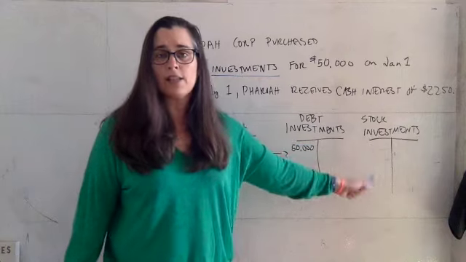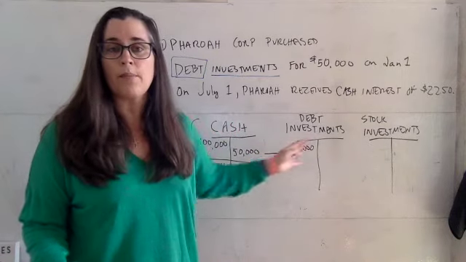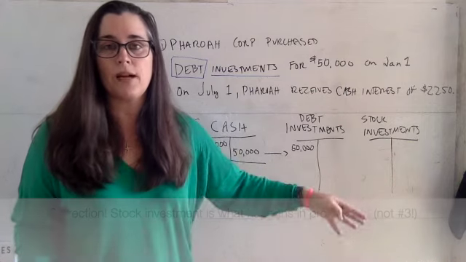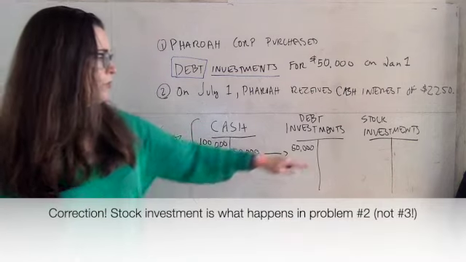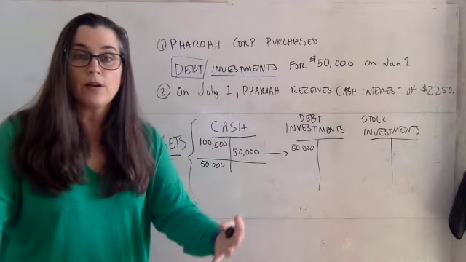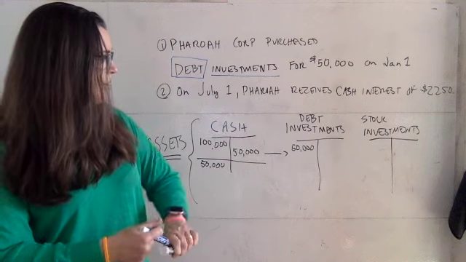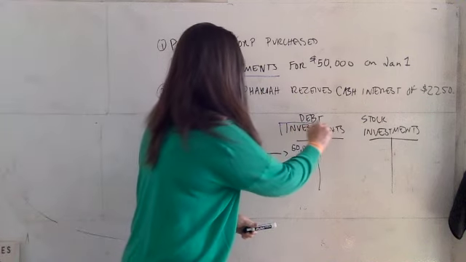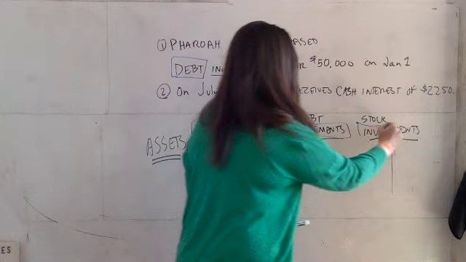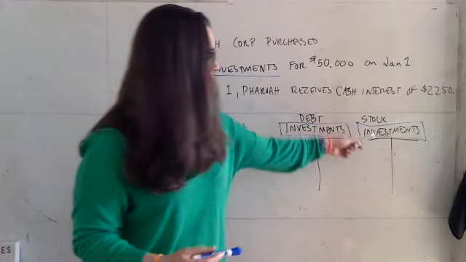I have stock investment over here just as an illustration that it would work the same if they purchased a stock investment, which is what happens in problem number 3. We would just show this asset going up in value. And of course, how do we increase an asset? We debit it. And again, remember, the asset is the investment. That's key. I want you to just note investment is asset.